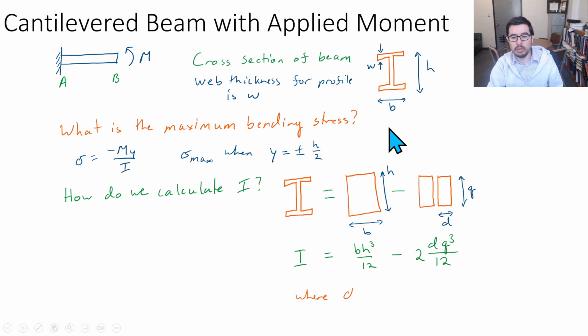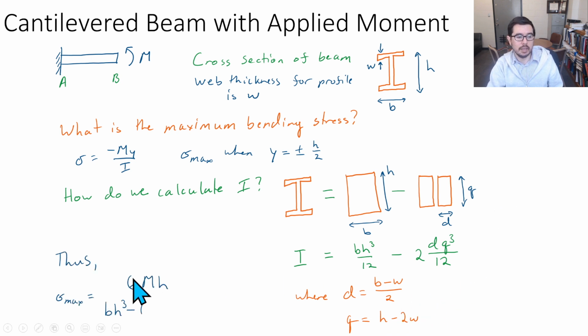And we can be a little more detailed in describing what D is in terms of the parameters that we're given, and also what Q is in terms of the parameters that we're given, and then we can write out the final solution for what sigma max is.